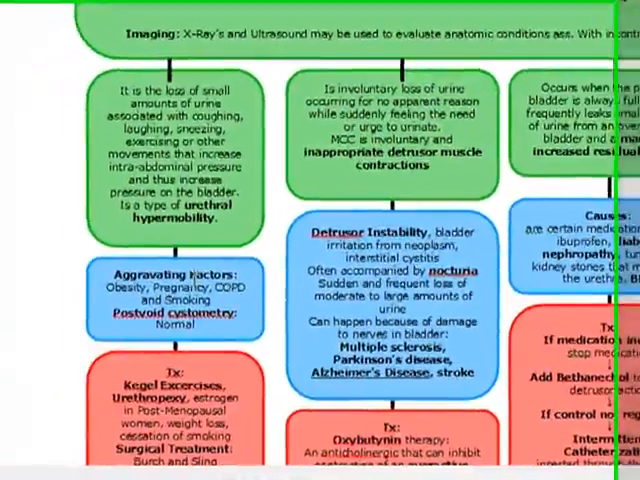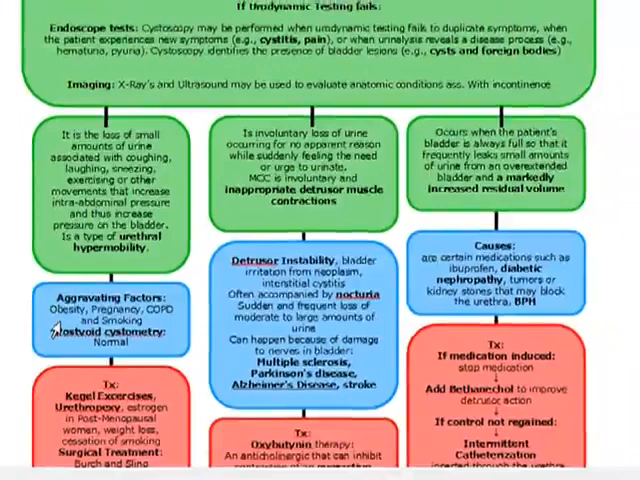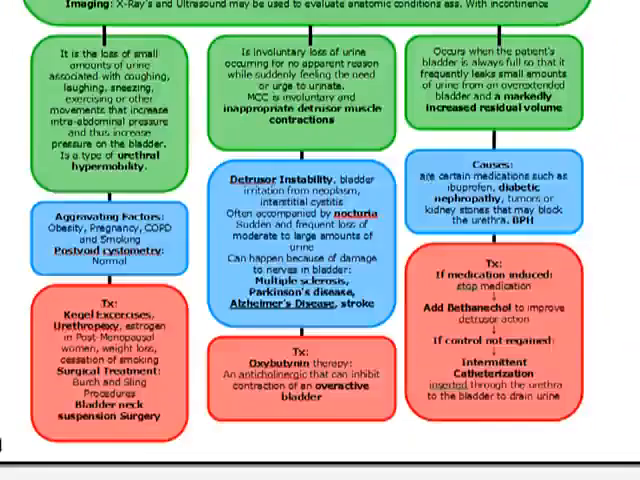Aggravating factors for stress incontinence: obesity, pregnancy, COPD, and smoking. And our post-void cystometry in these patients is actually going to be normal. All right, so our post-void cystometry is normal in these patients. So for aggravating factors of obesity, pregnancy, COPD, and smoking, what do we want to do in obese patients? We want to make them lose weight, so weight loss.